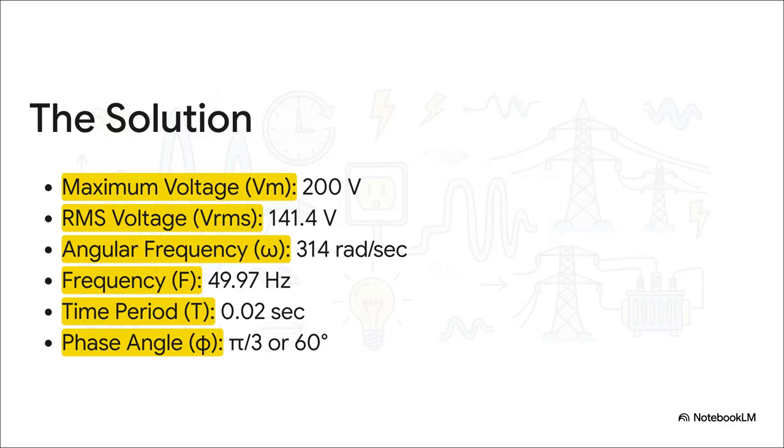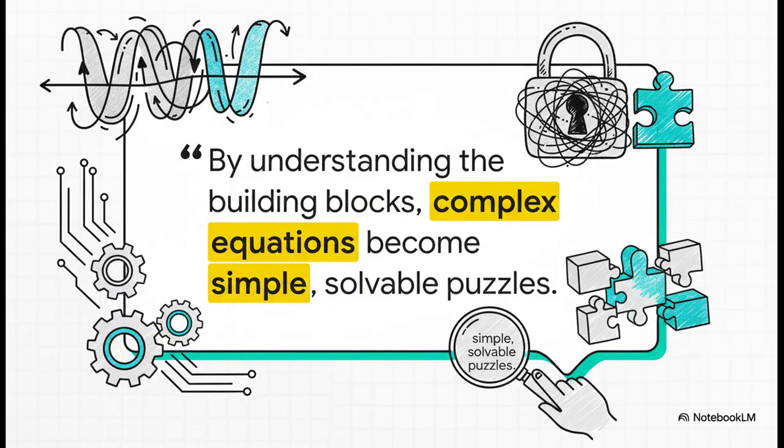And boom, here's the solution. Just by comparing the two equations, you can see the maximum voltage, Vm, has to be 200 volts. From there, we use our shortcut, multiply by 0.707, and we get the RMS voltage, 141.4. We can pull the other numbers right out of the equation and calculate the rest. You see how it all just neatly falls into place? So the big takeaway here is that once you understand the fundamental building blocks, a complex-looking equation like this stops being intimidating. It just becomes a simple, solvable puzzle. It's all about knowing the rules of the game.